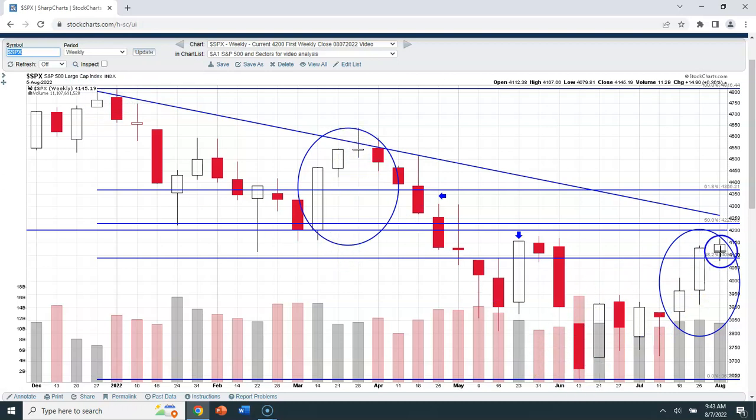And what we've done here so far is we've retraced a little bit more than 38.2, but less than 50% of the entire move that happened from January 4th to June 17th. Hopefully this is making sense. But guys, this is how you do the analysis, all right?